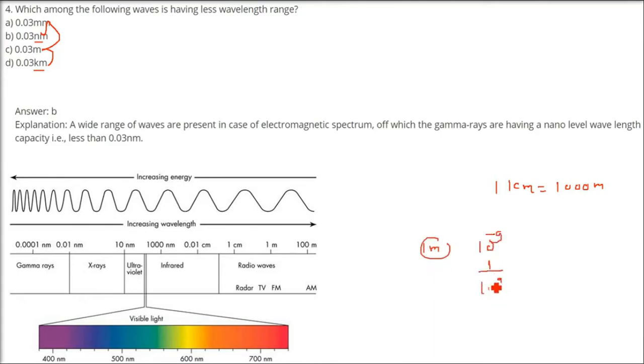Nanometer is 10 to the power minus 9. That is, if you divide meter by 10 to the power 9, then nanometer will come. So which is having the least one? Nanometer. Least is nanometer. This is the electromagnetic spectrum. Wavelength always increases from left to right. You can see the wavelength is increasing. And wherever lambda increases, the frequency will decrease, because lambda is inversely proportional to the frequency.